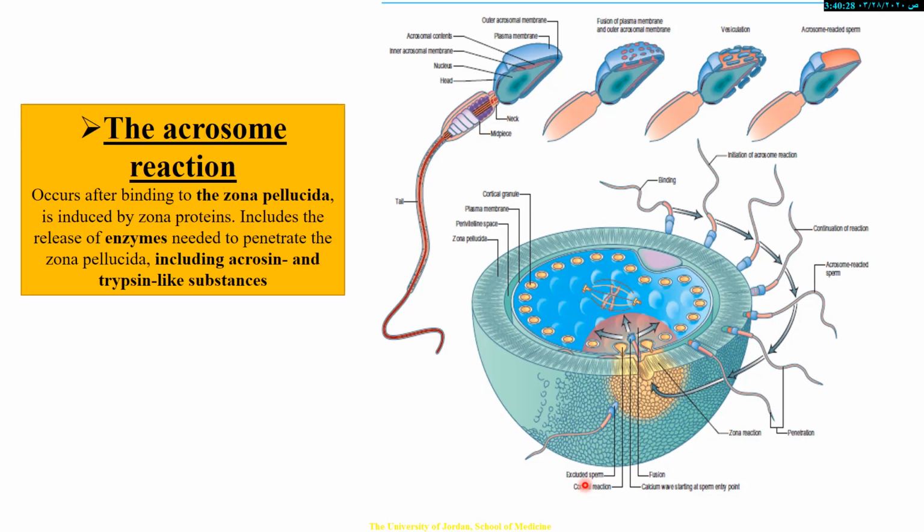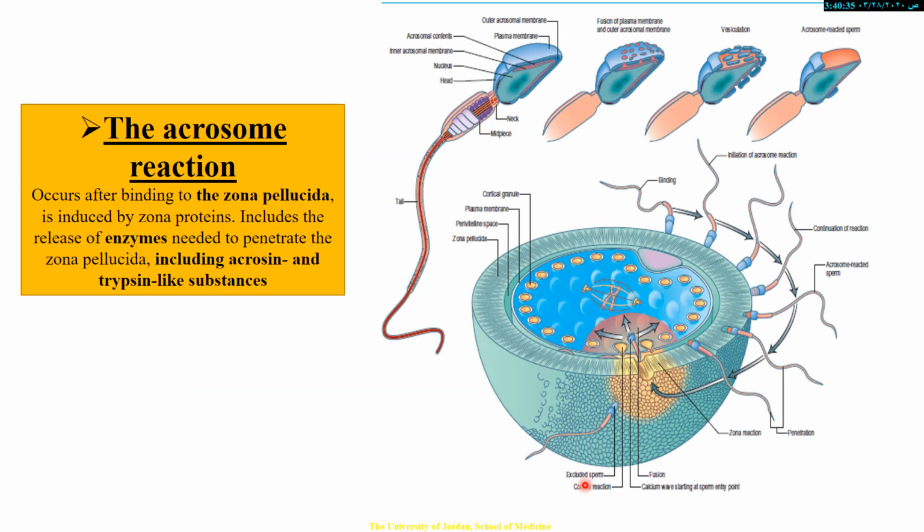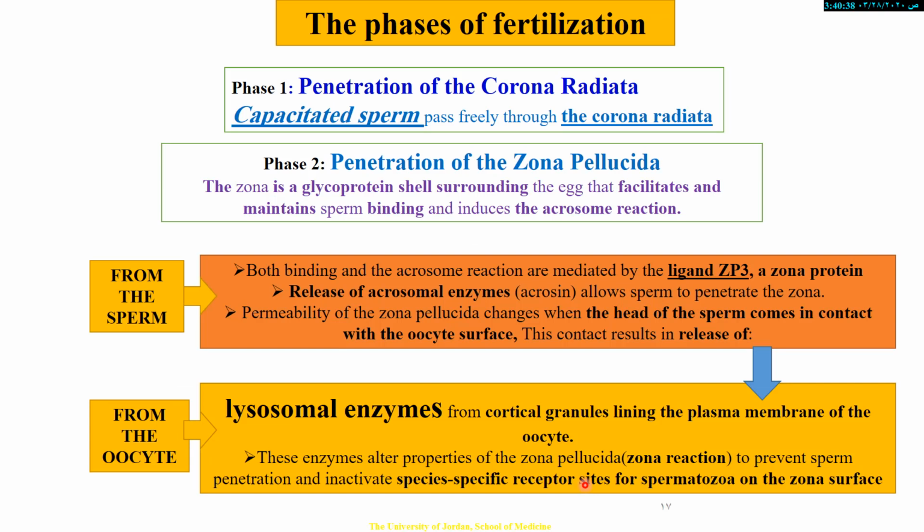So the first phase is easy, capacitation. Capacitated sperm go through the corona radiata easily. The second wall is the acrosome reaction from the enzymes of the sperm. They destroy the zona pellucida, and once they have reached the oocyte plasma membrane, the oocyte secretes enzymes, and they shut down the zona pellucida and prevent polyspermia.